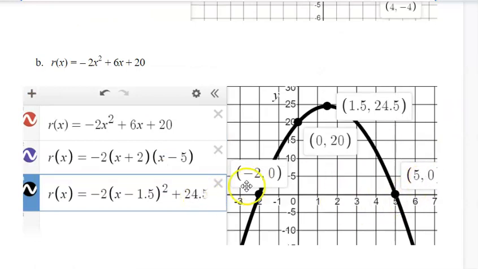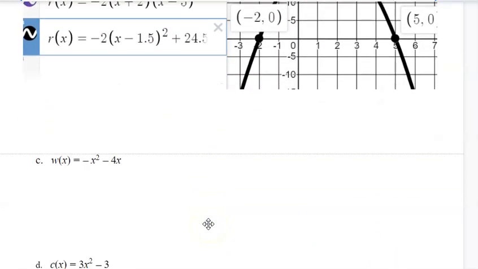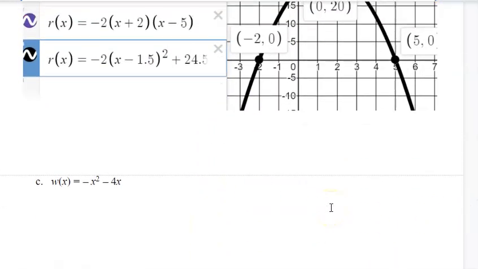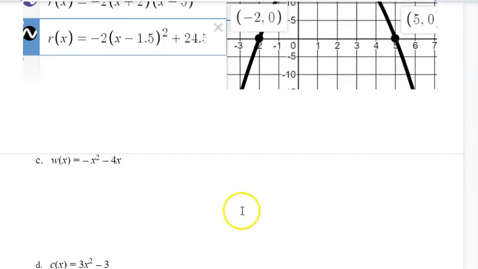You can see the x-intercepts, and now you can see where that x plus 2 and x minus 5 came from. And then you can see your vertex, so you can kind of tell where these two numbers came from. And then you can see the 20, the y-intercept on that graph. Alright, so you probably should pause the video at this point and try a couple yourself. I'm not going to stop, so you're going to have to pause me.